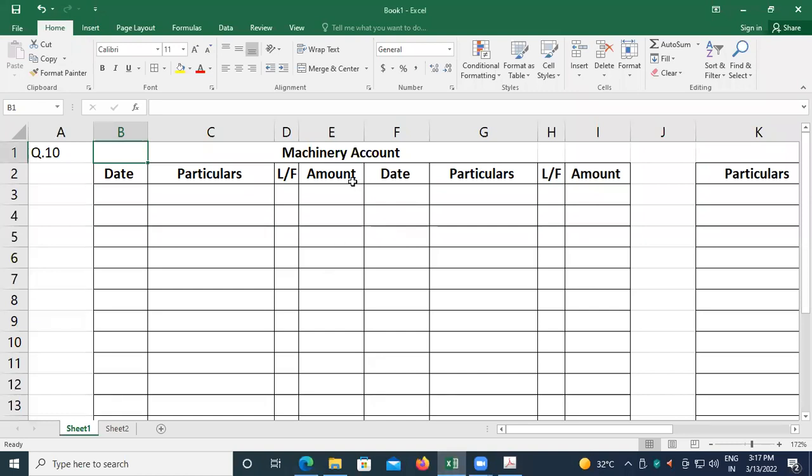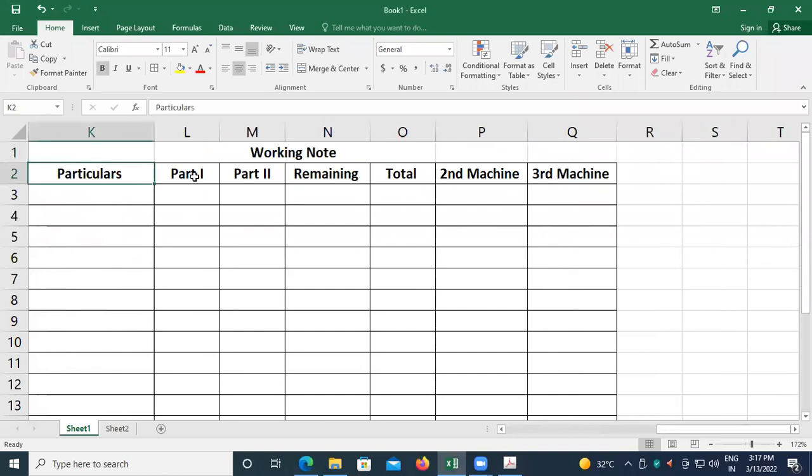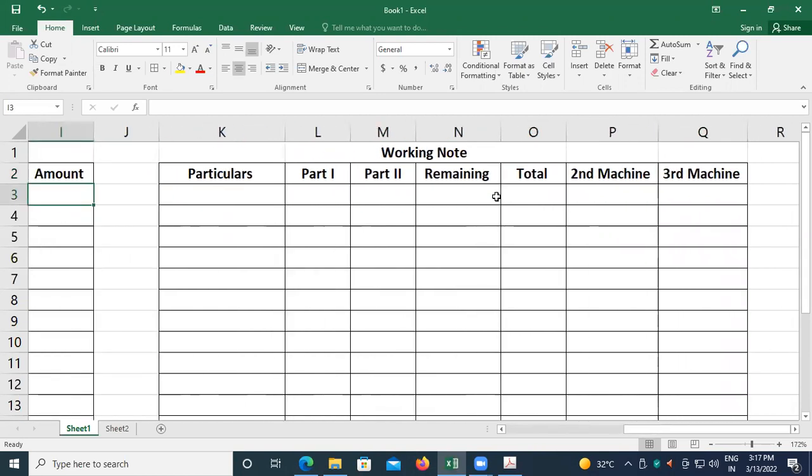So this is my first machinery account, and you can see here I have prepared the working note. Remember, we had two parts of the machinery and the remaining, and then the total, and we had a second machine and third machine. So the first machine is nothing but this part 1, part 2 and remaining, and then the second machine and third machine. Let us go and solve this problem now. So first we are taking the cost of the asset. The first part of the cost of the asset is 50,000, and the second part of the asset is also 50,000. And the remaining value of the asset, as I told you, is 1 lakh rupees.